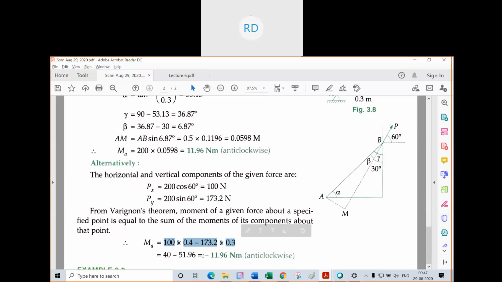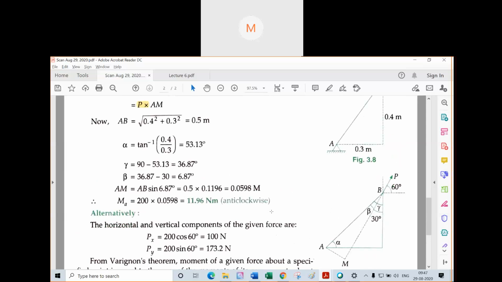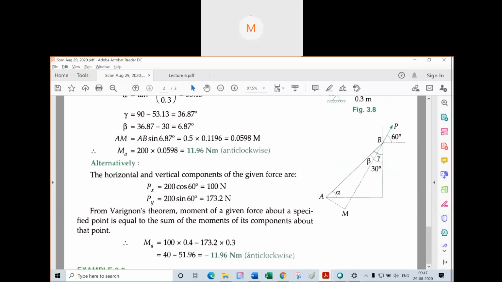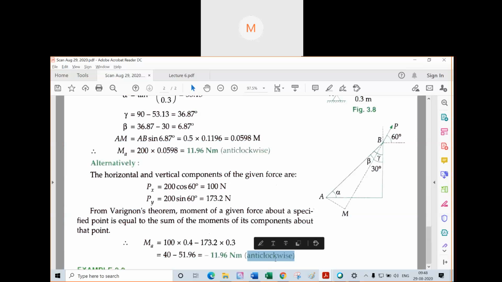This is the answer we have got, minus 11.96. Now look, since the answer is overall minus, that means the resultant moment will be in the opposite direction. That is why we have considered it as anticlockwise. Just remember it: clockwise is positive and anticlockwise is negative. That is why we are writing it as anticlockwise. Is it clear?